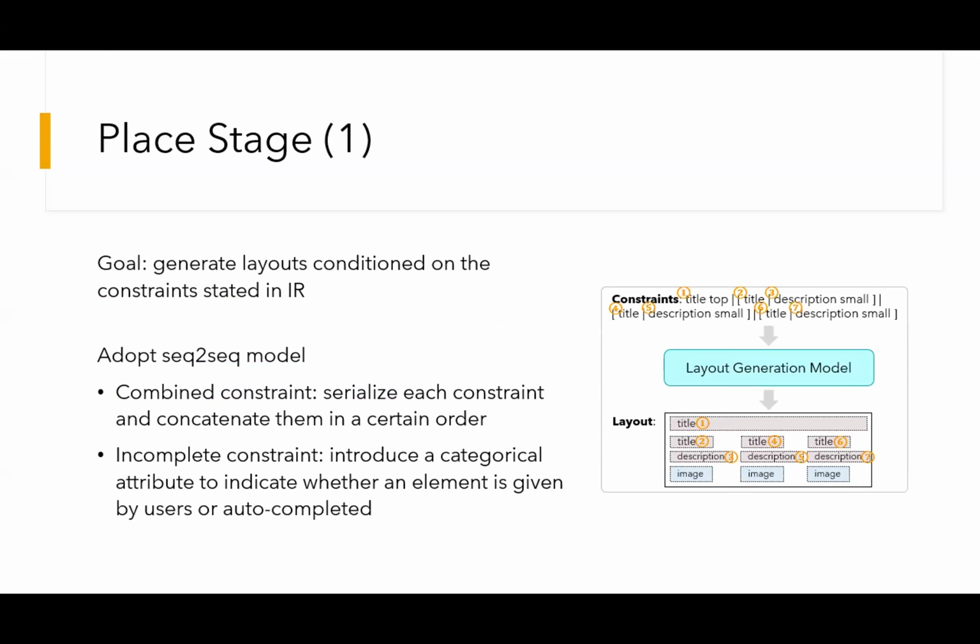For the place stage, we adopt the sequence-to-sequence model introduced in the last work, but with two small tricks. The first one is for combined constraints. We simply serialize each constraint and concatenate them in a certain order. The other one is for incomplete constraints. For this problem, we introduce a categorical attribute to indicate whether an element is given by the user or auto-completed.